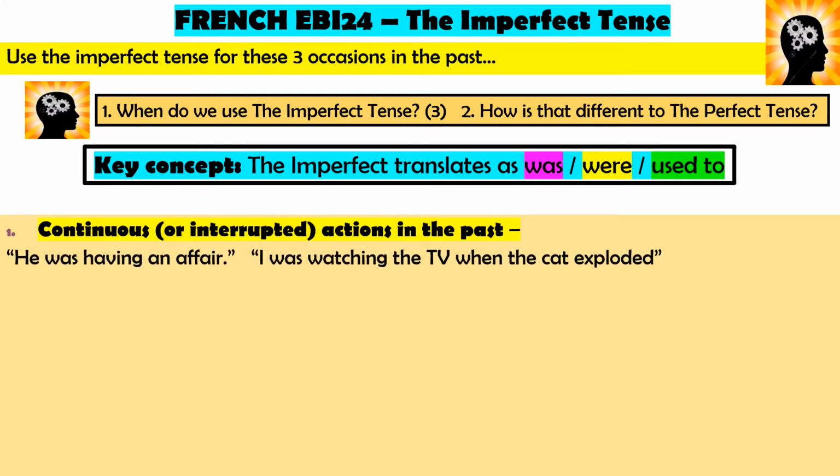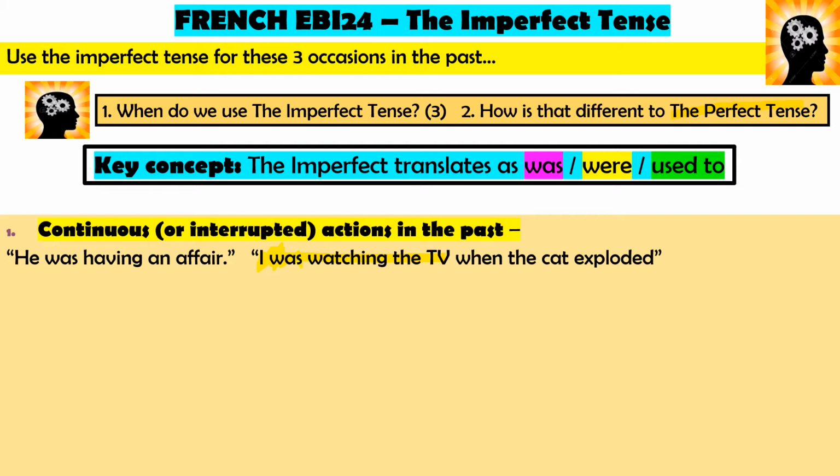So it's usually used to express, or is always used to express, continuous actions in the past. So he was having an affair. That's a continuous action. He met his mistress loads and loads and loads of times. Very French example, that. Second one, I was watching the TV when the cat exploded. Now, this is a good example because it's got the perfect tense in it and the imperfect to show you the difference. So, I was watching TV. This is the continuous action. This is what was happening. So this is in the imperfect tense in English and in French.